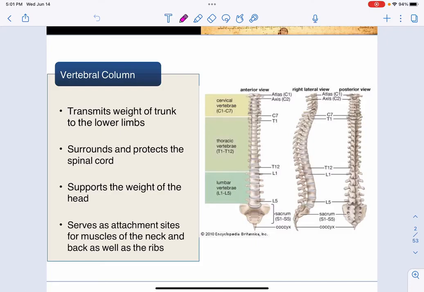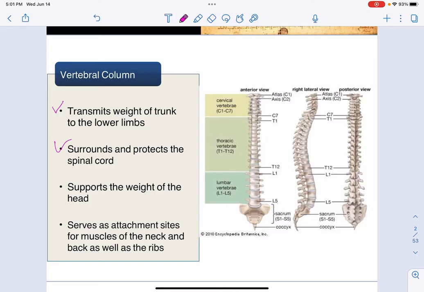So it is going to bear most of the weight from our head and our upper body, and it's going to transmit that to our lower body. The vertebral column surrounds and protects the spinal cord. So it is the bony encasement that is surrounding the spinal cord and protecting it.